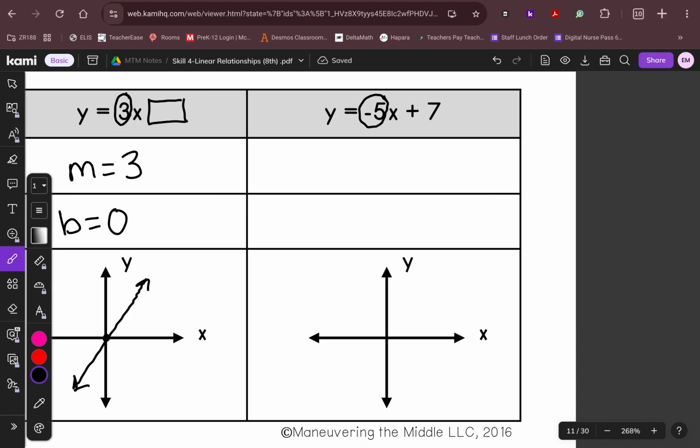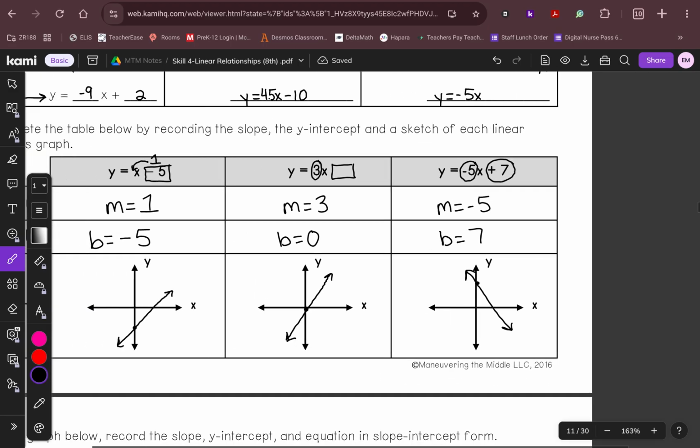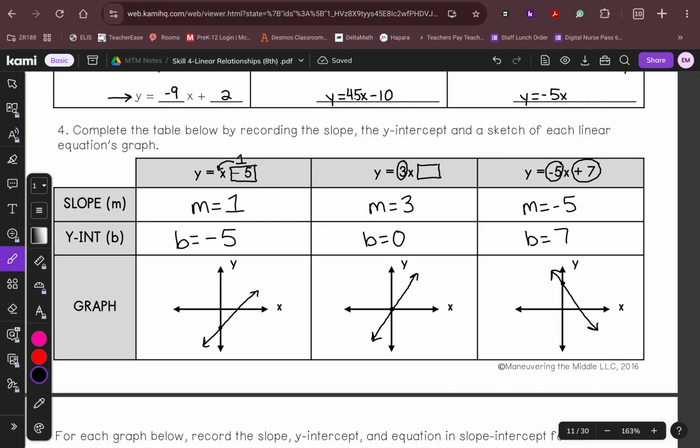This negative 5 is my coefficient. It comes before my x, so I know that m equals negative 5. My constant term is positive 7, so that means that my y-intercept is 7. So whenever I do this, I'm going to put my y-intercept somewhere up there, and this is going to be a negative slope, so it's going to go down from left to right. So it's just going to look something like that. Okay? And that's as simple as you have to go with those because I didn't want it graphed exactly.